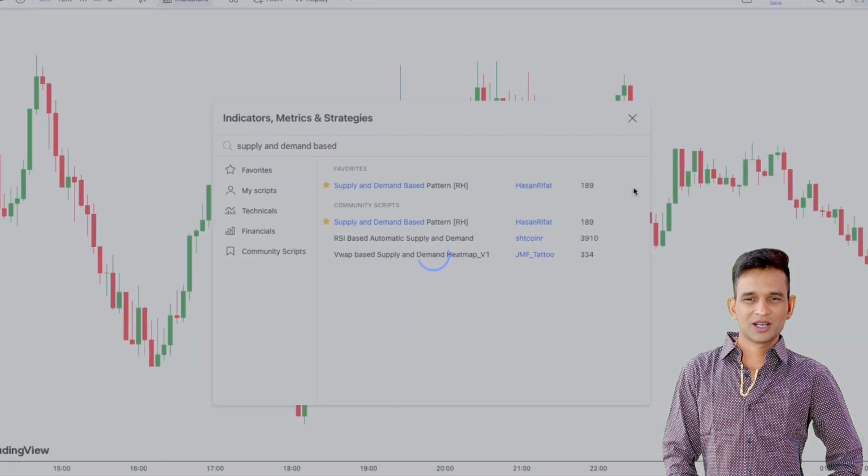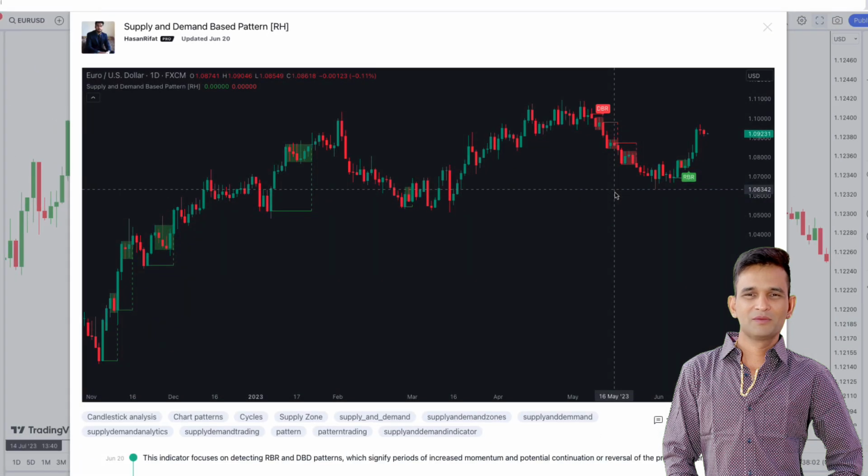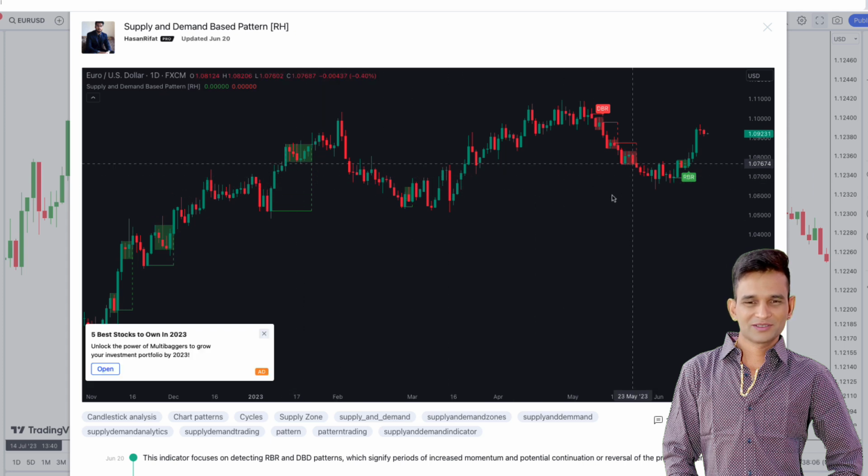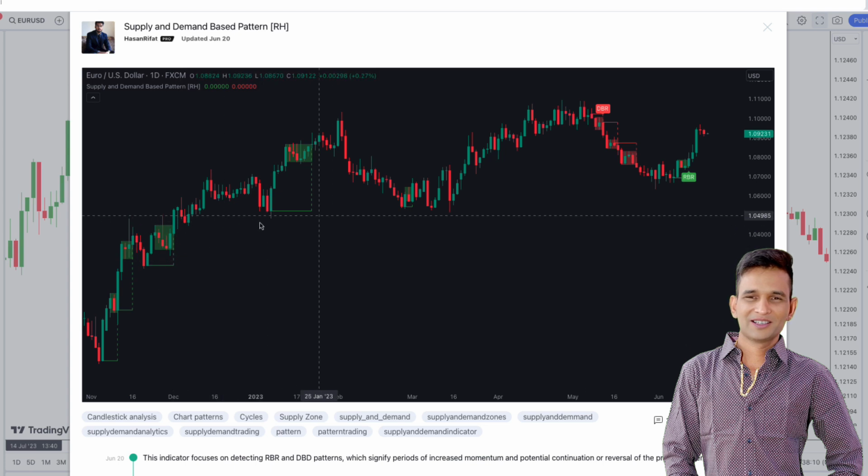This ingenious tool identifies rally-base-rally, RBR, and drop-base-drop, DBD, patterns, signifying periods of intense momentum. It's a reliable way to spot potential trend continuation or reversals in the market.